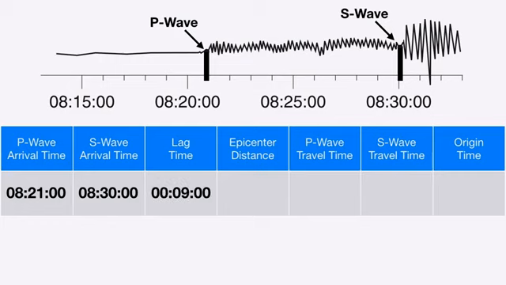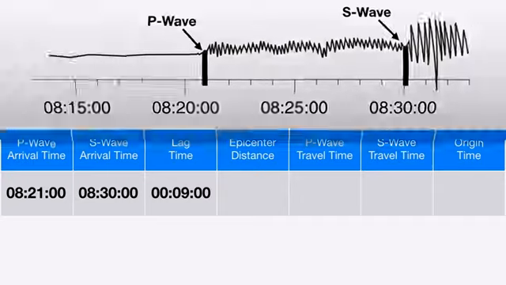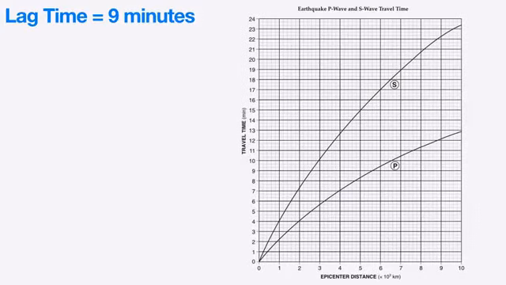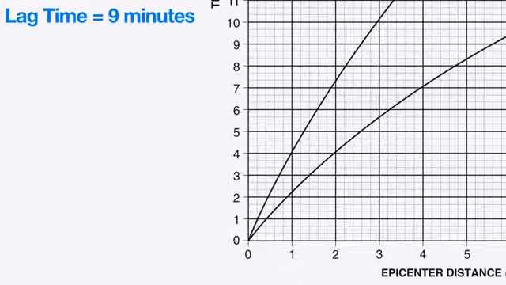Now, once we have that piece of information, we can do a little bit of work to figure out how far we are from the earthquake's epicenter, which you can imagine is a valuable piece of information. To do this, we have to keep in mind that we have a lag time of 9 minutes. And we're going to go and grab our P wave and S wave travel time chart found in our Earth Science reference tables. I'm going to quickly walk you through this process, which we call the wedge method.